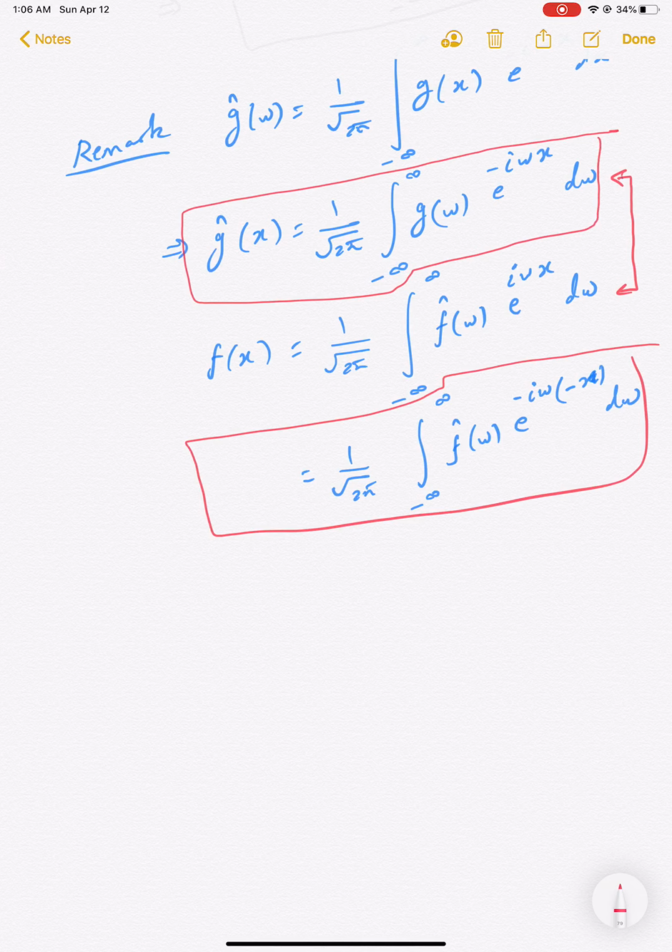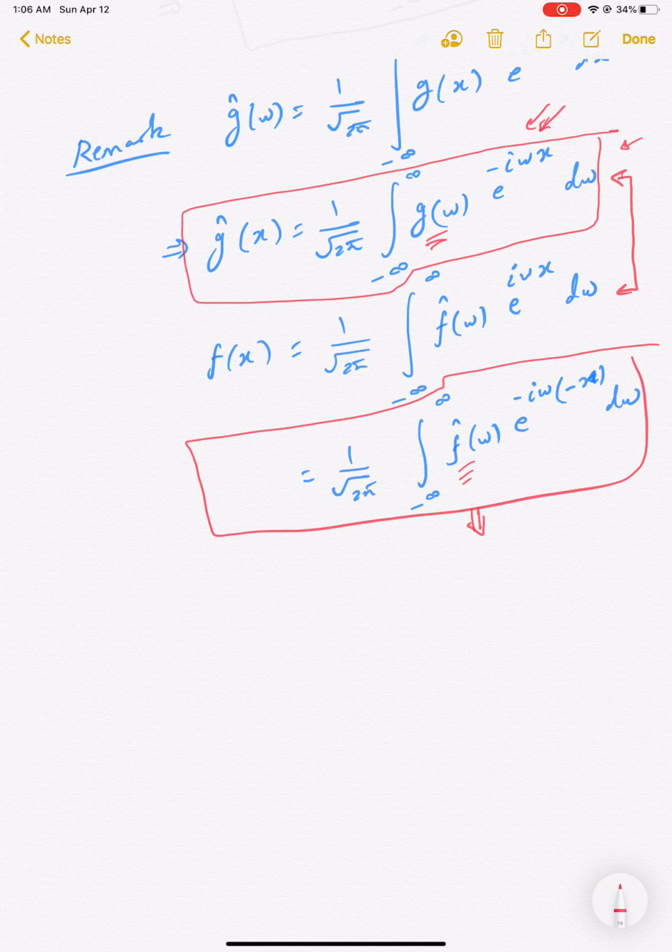Just look at the two quantities and ask yourself, what is this integral equal to? From the first formula here, from the G formula, what is this quantity? You have a function and you integrate it against e to the minus i omega x. You look at this, okay? You have a function, g of omega. Now instead of g of omega, you have f hat of omega. So just imagine f hat of omega is replaced by g of omega. You will have exactly the same thing.